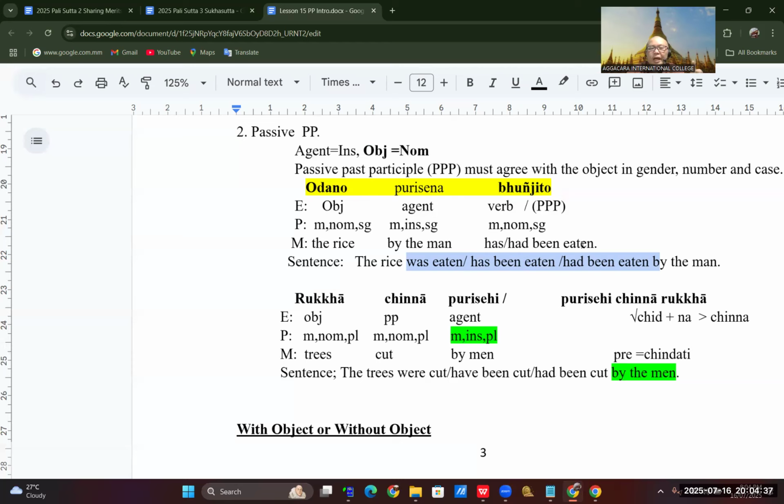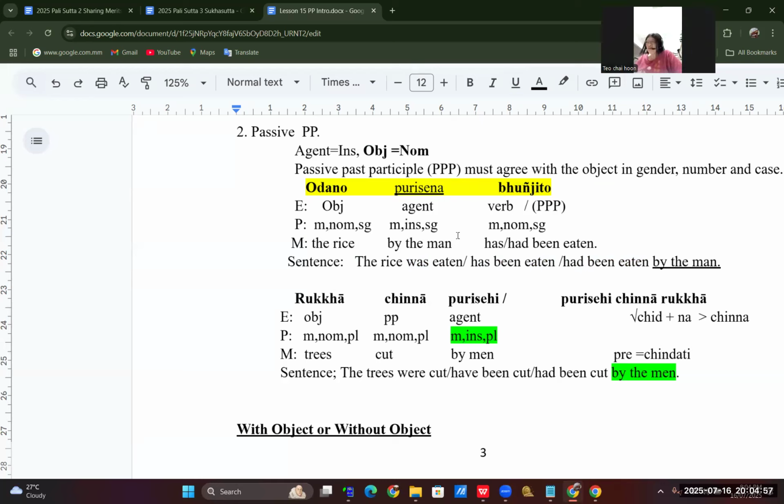But the agent will be in the instrumental. So by the man. Okay, you can see the by the man. So by the man will be purisena. So purisena is masculine instrumental singular. Okay? All right?